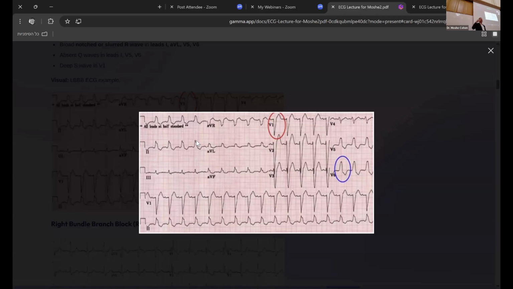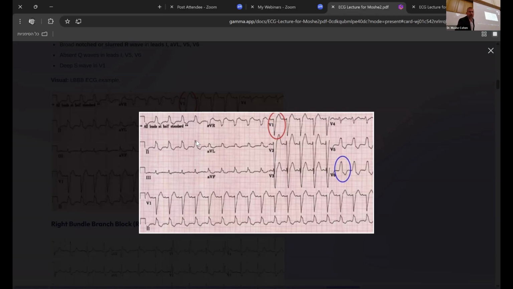Remember, 1 square, 300. 2 squares, 150. 3 squares, 100. 4 squares, 75. 5 squares, 60 beats per minute. Again, 1 square would be 300 beats per minute. 2 squares, 150. 3 squares, 100. 4 squares, 75. 5 squares, you have a normal 60 beats per minute rate.